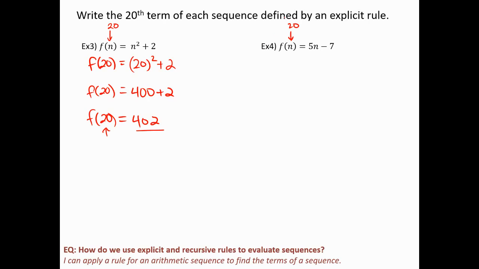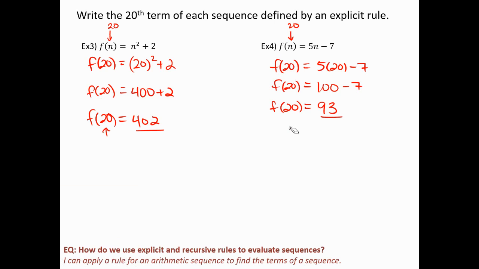All right, let's look at this one. We're going to go ahead and plug in 20. And so 5 times 20 gives me 100 minus 7, and I get 93. And again, if I copy this through, this tells me the 20th term is 93.